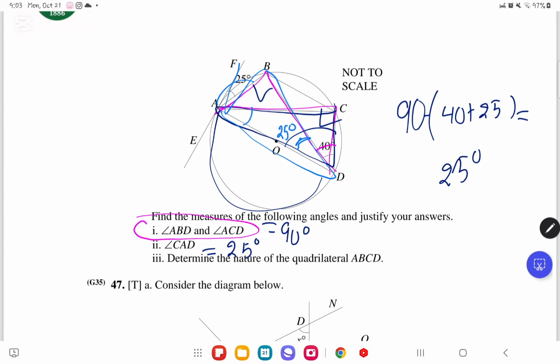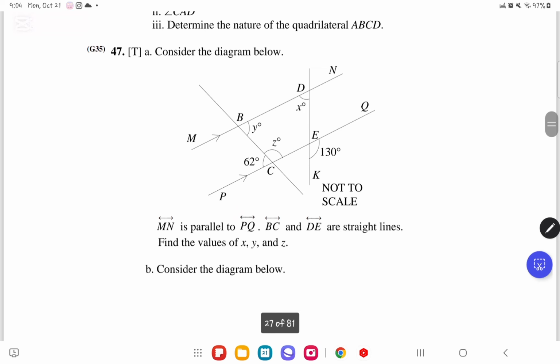Now determine the nature of quadrilateral ABCD. It is a trapezoid, so you can just say a trapezoid or a cyclic trapezoid. So yeah, it's correct. So that is question 46 done. Now question 47. I think it's a relatively easy question.